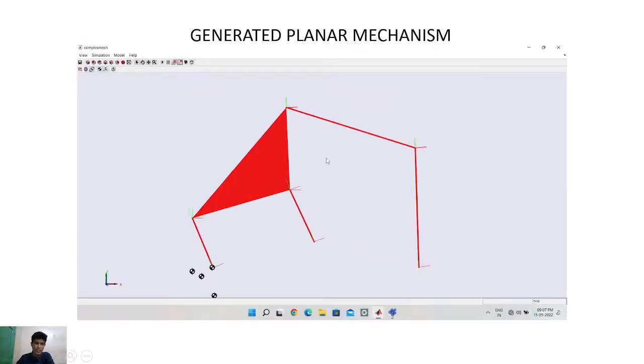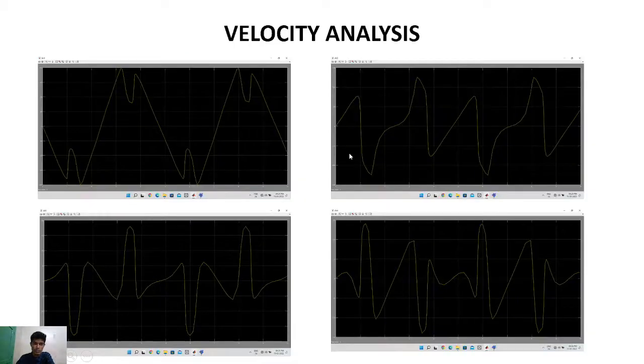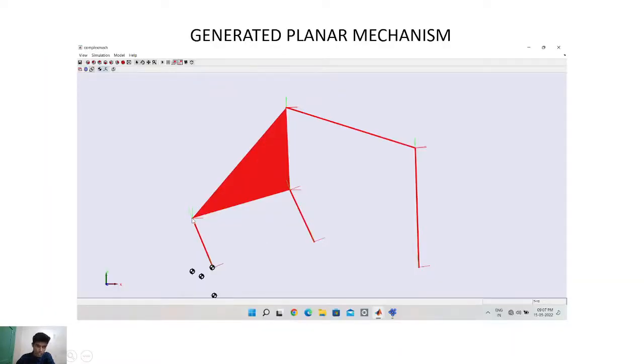This is my mechanism that I designed using MATLAB software. This is the velocity analysis of the points. This is point A, point B, point C, and point D respectively. The graph peaks show the velocities at these extreme points of the linkages.